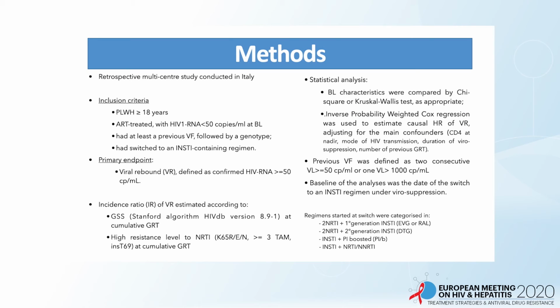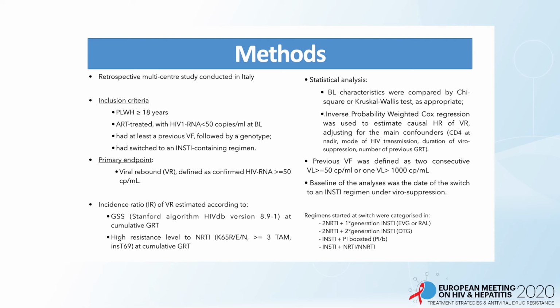This is a retrospective multicenter study conducted in Italy that included patients who were more than 18 years old, treated with HIV-RNA below 50 copies at baseline, who had at least a previous virological failure followed by at least one genotype, and who had switched to an INSTI-containing regimen. The primary endpoint of this study was viral rebound, defined as confirmed HIV-RNA over 50 copies per milliliter.